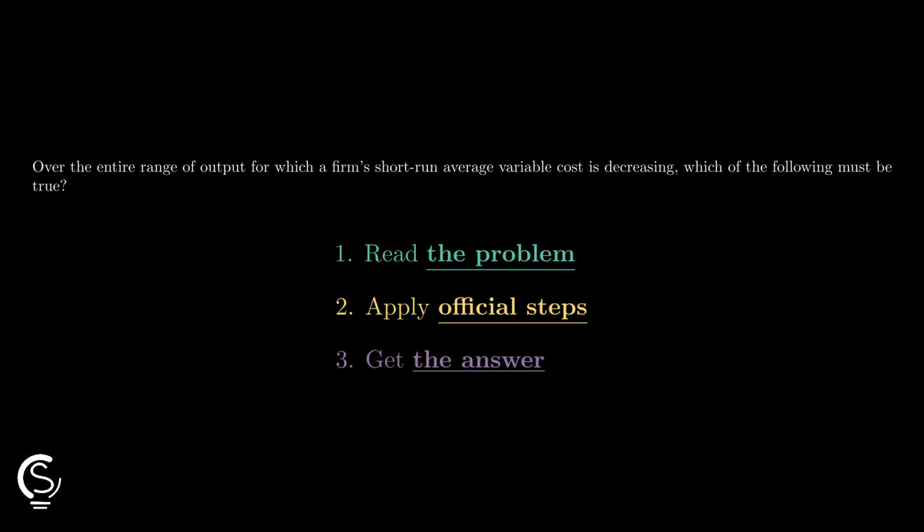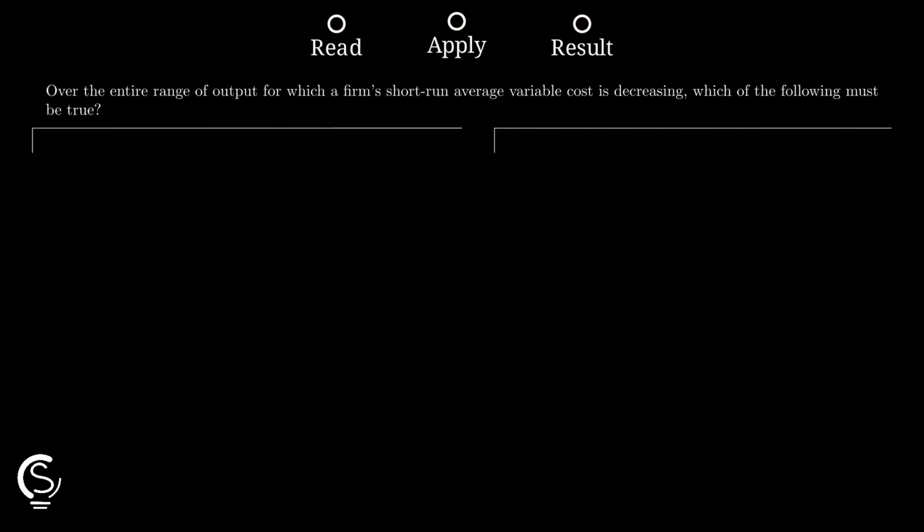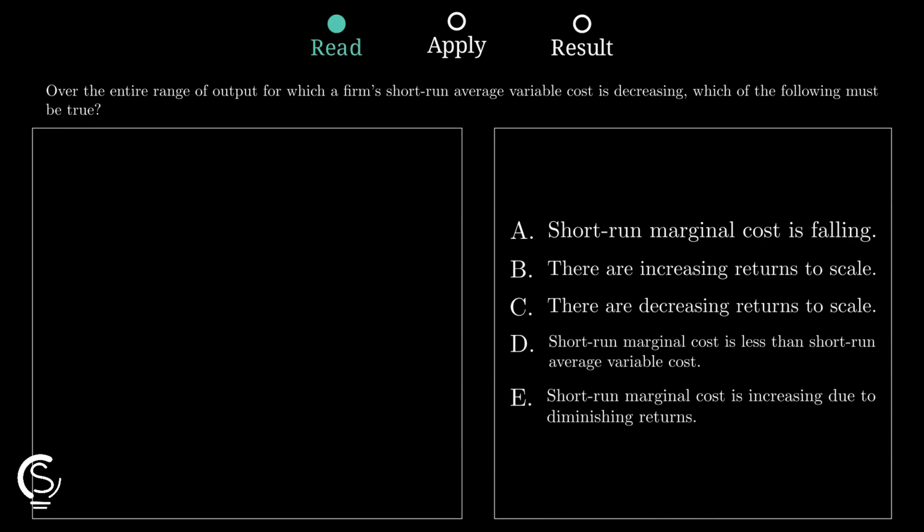Firms often struggle with cost curves, but we can master this relationship quickly. Let's find what must be true when average variable cost is falling. The relationship between marginal and average values is key here.